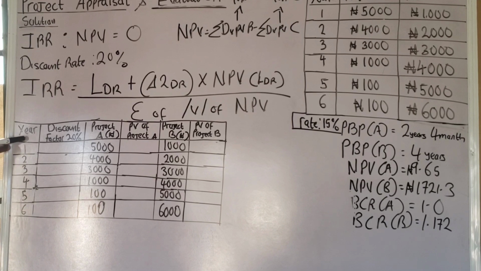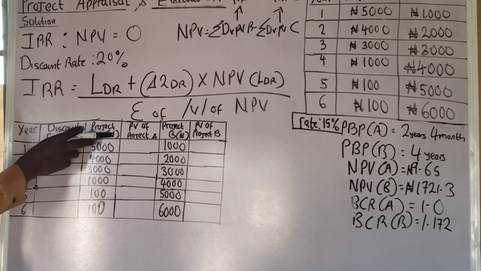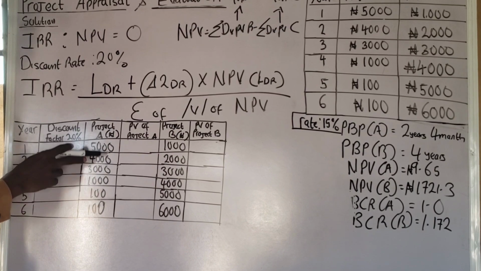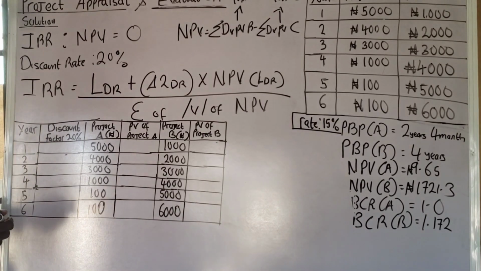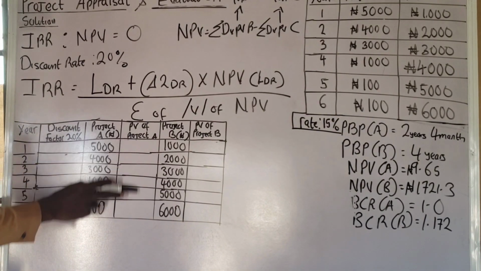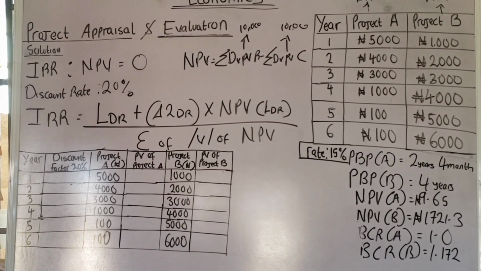On this table, I have the year, I have the discount factor at 20%, I have project A in Naira, this is the income stream for project A, and this is the income stream of project B. Now, what I want to determine now is the value of these cells. So I'm going to make use of the discount factor table to determine the value of each year at 20%.